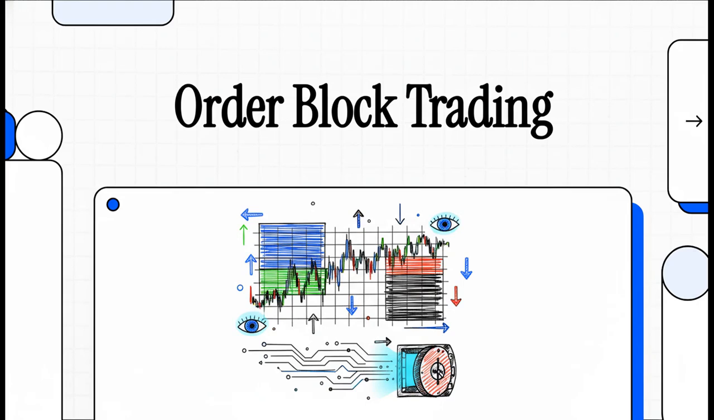All right, let's dive right in. Today, we're going to unlock a kind of secret language in the market, a concept called order block trading. We'll break down how you can spot the hidden signals left behind by the biggest players, and, more importantly, how you can actually use that information.